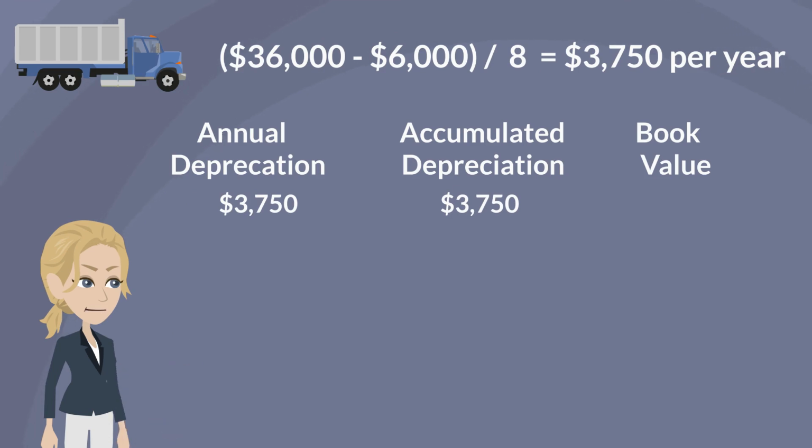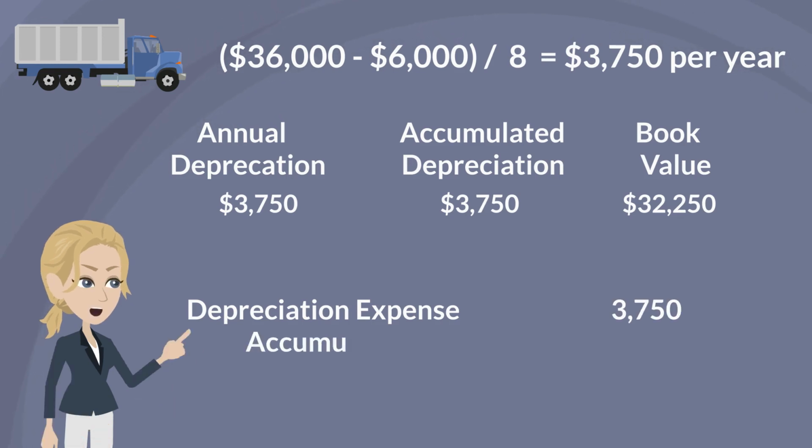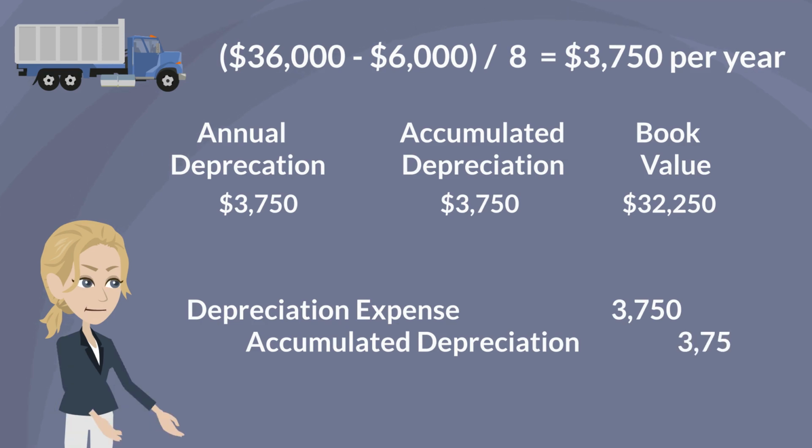The book value is $32,250, which is simply the difference between the cost of the asset and accumulated depreciation. The journal entry results in a debit to depreciation expense for $3,750 and a credit to accumulated depreciation for the same amount.